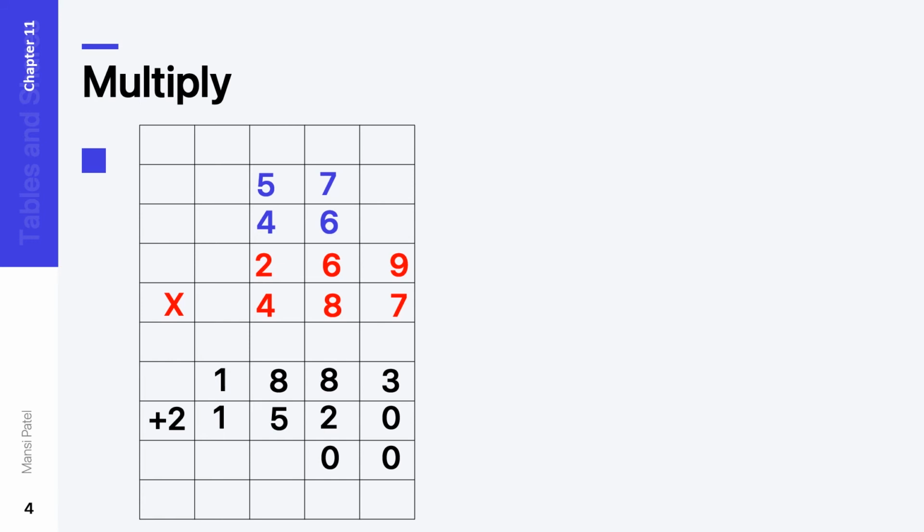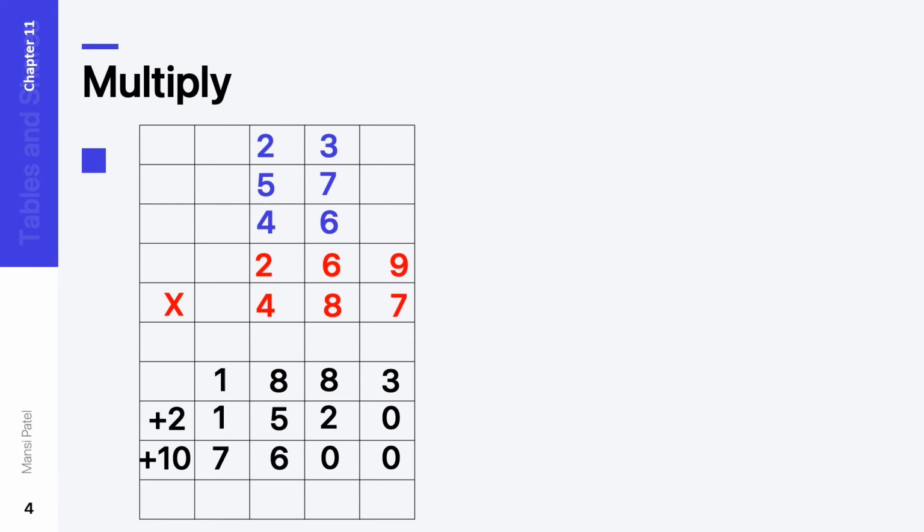4 9s are 36. So 6 we have to write down here and 3 on the carry. 4 6s are 24 and 24 plus 3, 27. 7 we have to write down here and 2 on the carry. Then after do the multiplication, 4 2s are 8, 8 plus 2, 10.